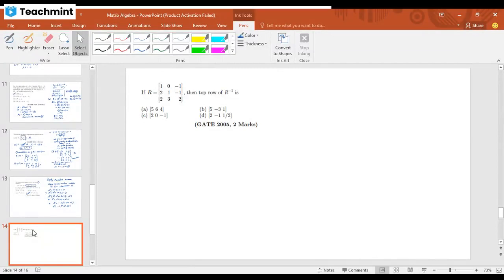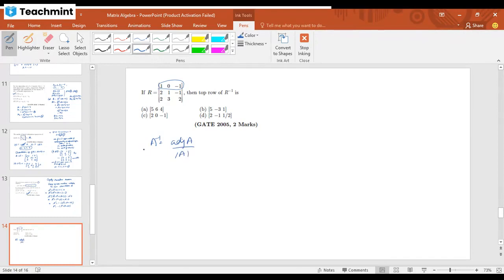Now let us come to the next question. In this case, we are given a matrix A, and we need to find the top row element of A inverse. If the question is simply to find the element of the top row, that means we are interested in finding the elements of this one. So what can we do? We can directly use the definition: A inverse is equal to adjoint of A upon determinant of A, right?